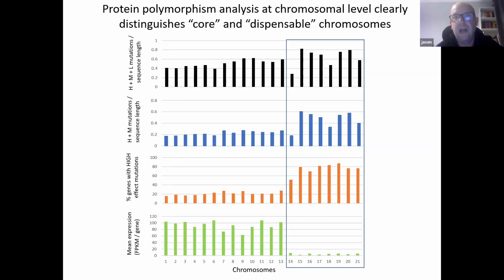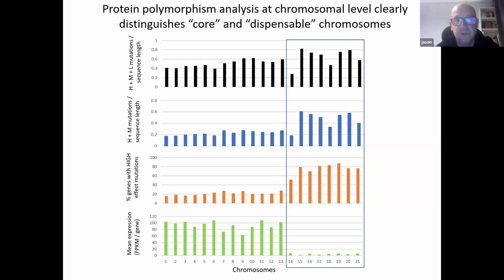So looking at it on average chromosome level, the data was very, very clear in a way. When you looked at all combined different types of mutations, high, moderate and low per gene, averaged over the chromosomes, which is the top graph there, you can see, okay, there was a little bit more variation in the accessory chromosomes than the core, but not very much. But once you removed the low effect mutations, which don't induce amino acid changes, you started to see the blue bars in the second graph down be much higher in the accessory chromosomes than the core chromosomes.